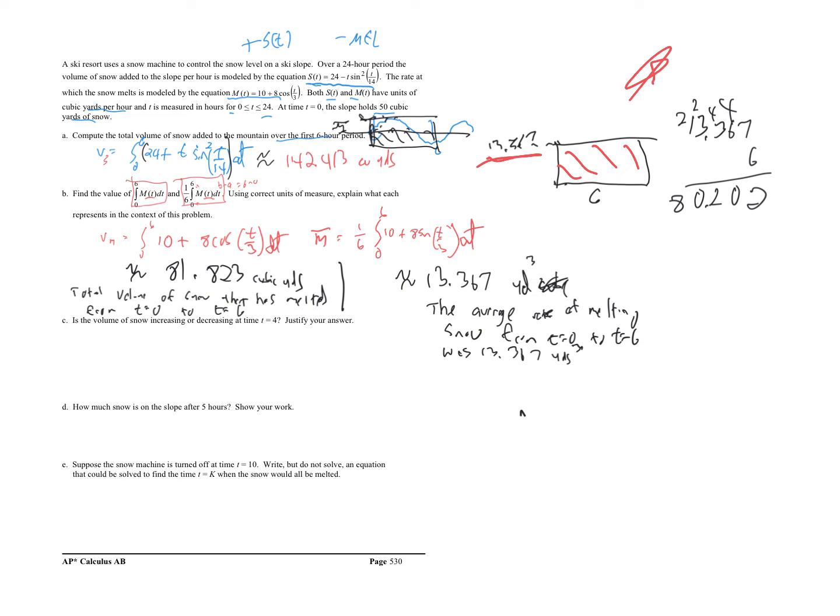So it's still the same amount of snow, but the average per time is 13. Because, face it, the function changed a lot, up and down, but the average amount of snow per unit of time, whether it's a second or a minute or an hour or whatever you want to call it, was still 13. We're talking about in that six hours of snow.